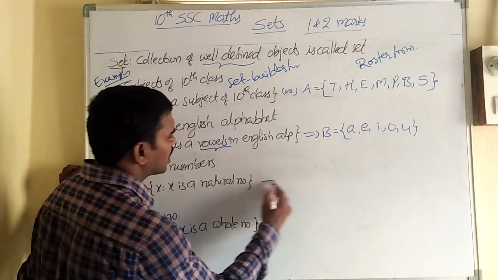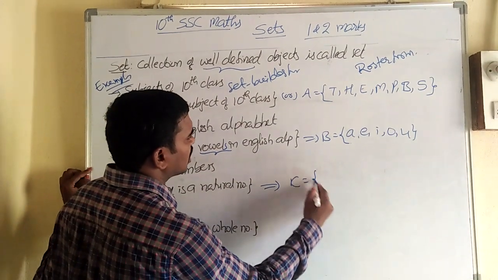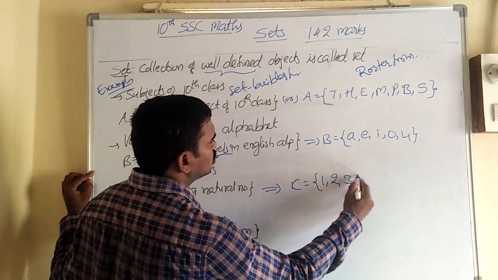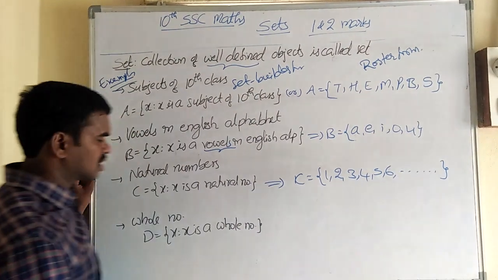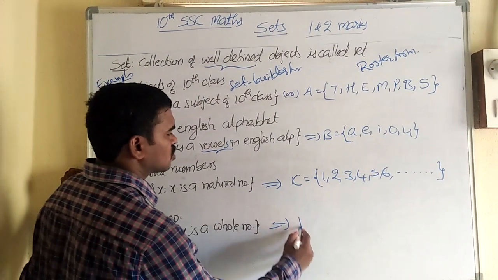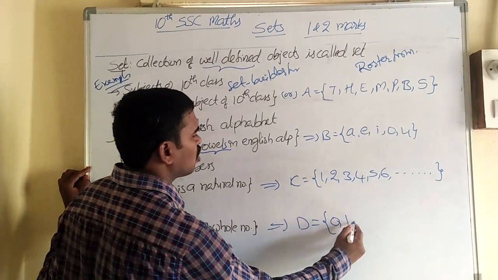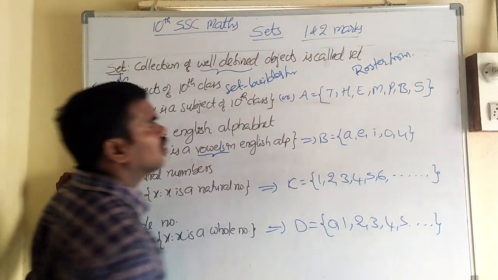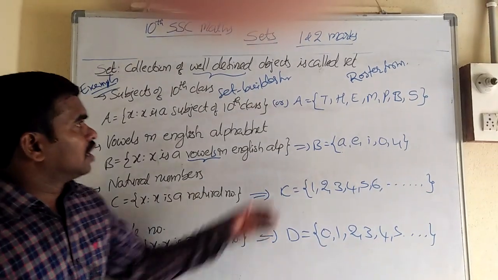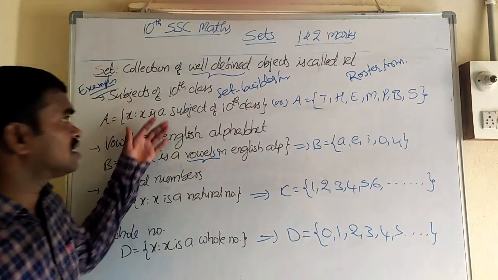And here also, natural numbers. So C equals, what are the natural numbers? 1, 2, 3, 4, 5, 6, and so on. These are natural numbers. Similarly, whole numbers. Whole numbers start from 0. So 0, 1, 2, 3, 4, 5, and so on are called whole numbers. These are roster form. This is set builder form.